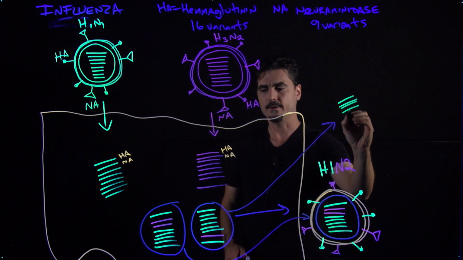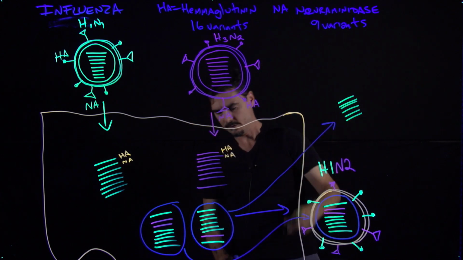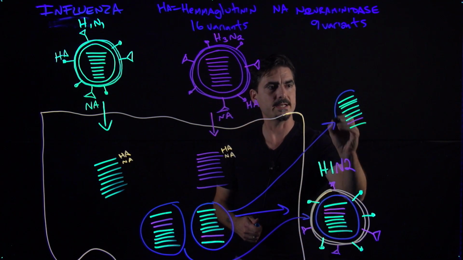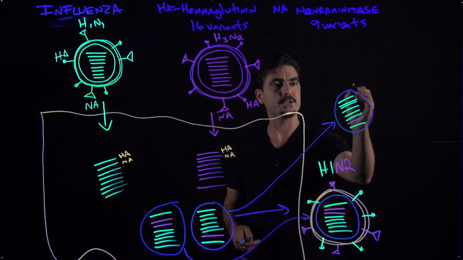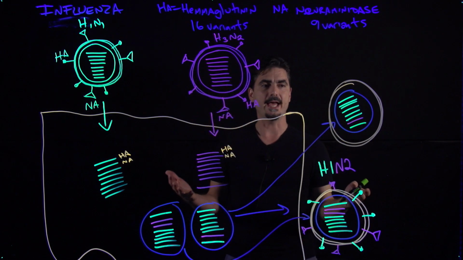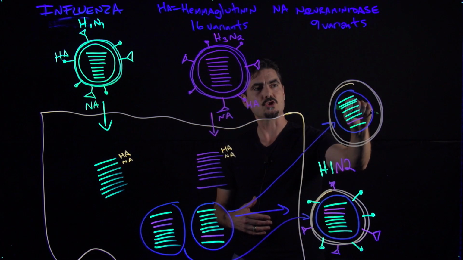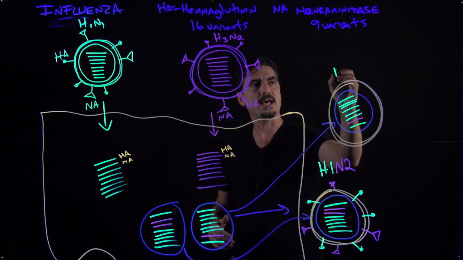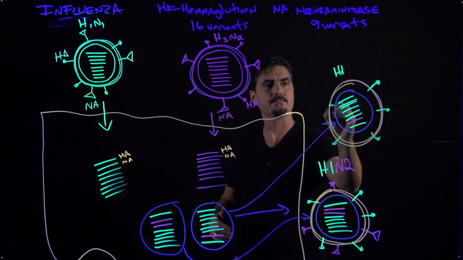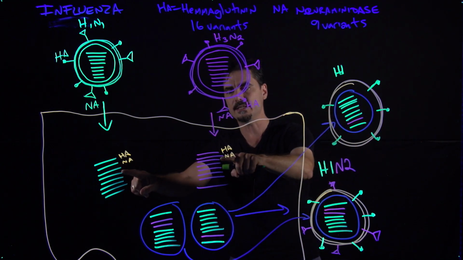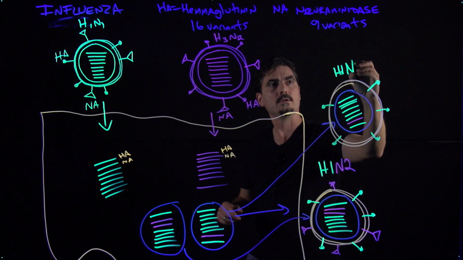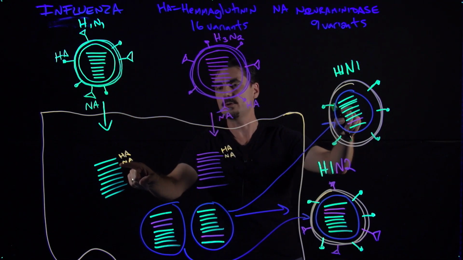1, 2, 3, 4, 5, 6, 7, 8. Let's give it its capsid, and let's give it its membrane that came from the human cell. And now let's go ahead and figure out what the H and N is. So the first strand of RNA came from H1N1, so that is H1. So let's go ahead and draw the H1 spikes. And now the neuraminidase is on the second strand, and that right there also is from H1N1, right? So it's green.